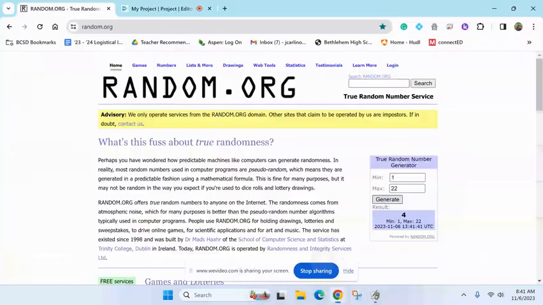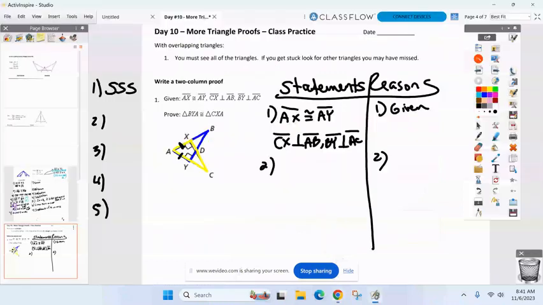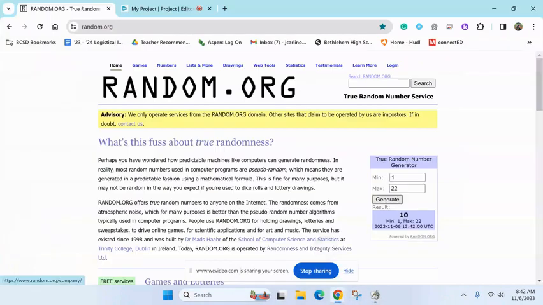Next up. Keep it going. 5 different people here. Alexi, different method. Angle, side, angle, but the side has to be in between the 2 angles. Has to be in between.